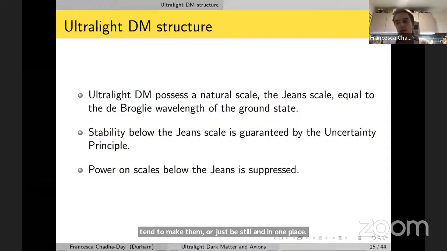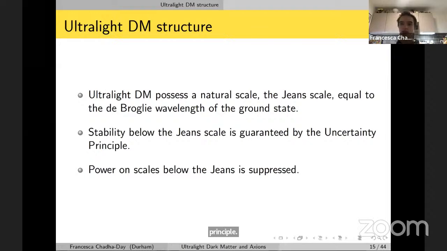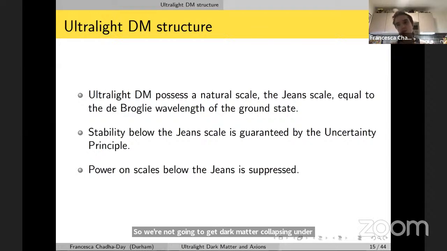This leads us to see that ultralight dark matter possesses a natural scale. This is called the Jeans scale, and it's equal to the de Broglie wavelength of the ground state of that dark matter. So there's some length scale corresponding to the wavelength of our dark matter particles. And stability below the Jeans scale is then guaranteed by the uncertainty principle. So we're not going to get dark matter collapsing under its own gravity to sizes that are smaller than the Jeans scale.